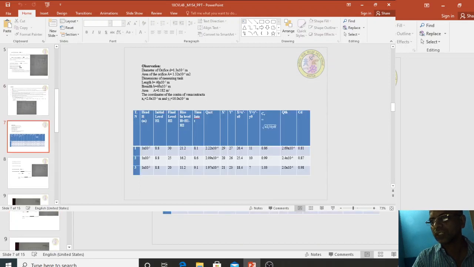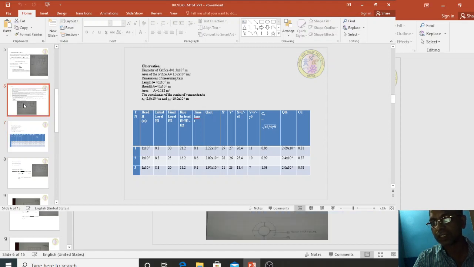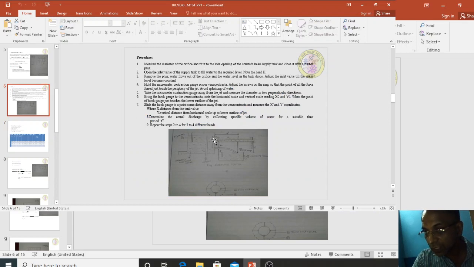Coming to the observation, the diameter of the orifice is 1 into 10 to the power of minus 2 meter. Area of the orifice is pi d square by 4. Length of the tank is 40 into 10 to the power of minus 2 meter. Width of the tank is 45 into 10 to the power of minus 2 meter. Area is L into B, that is A is equal to 0.182 meter square. The coordinate of the vena contracta is x naught, y naught. You can see here, x naught is from the edge of this tank to here, and from here to here, the scale height, is y naught.